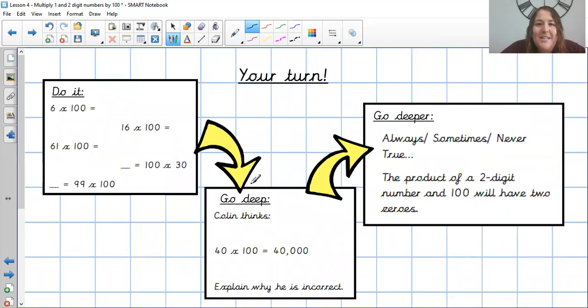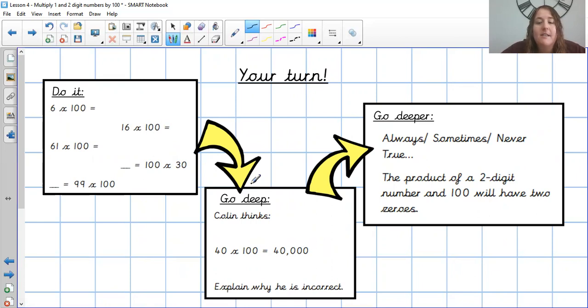So I'm going to go straight into your turn. You've got 5 do it questions today, very similar to the ones that we've just done. If you can write the original number and then show that you're moving it in that place value and not just adding zeros, that would be brilliant. You've then got your go deep Colin problem. And finally, your go deeper, which is an always, sometimes, never again.